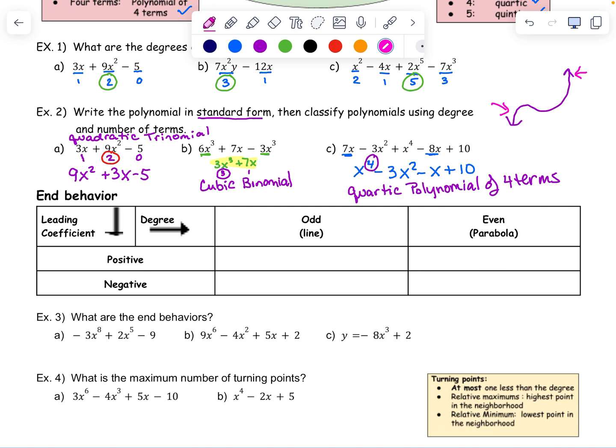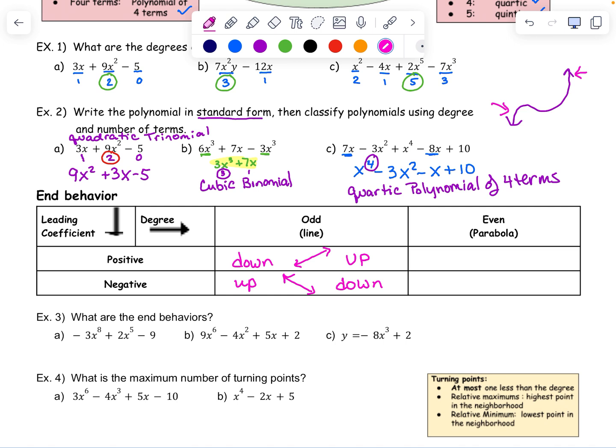So if our odd degree is like a line, if it has a positive leading coefficient, it's like a positive slope. So a positive slope would go like this, which means that it would start going down and then it would end going up. For negative, it would be like this, which means it's on the left going to be going up and on the right going to be going down.